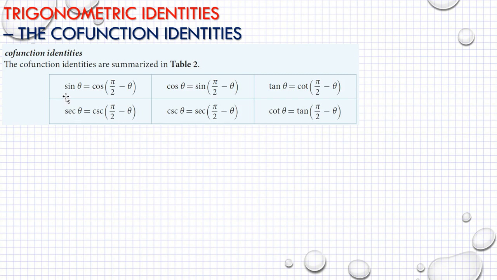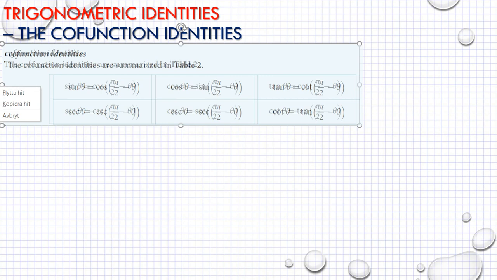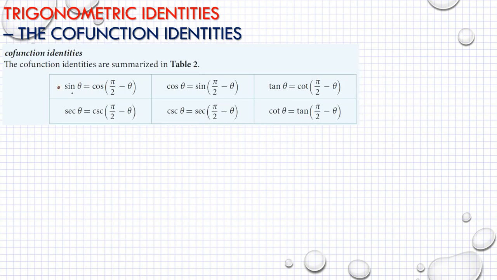Cofunctions, I gave you briefly about this last time when I was about to give you the proof of the sum and difference identities of the cosine function. I gave you this one. That means we have sine theta is equal to cosine of pi over 2 minus theta, and the cofunction is the same. So the cofunction of sine is cosine, the cofunction of tangent is cotangent, and the cofunction of secant is cosecant.